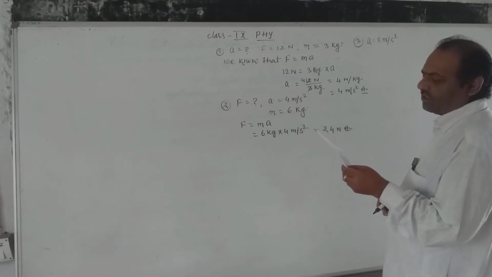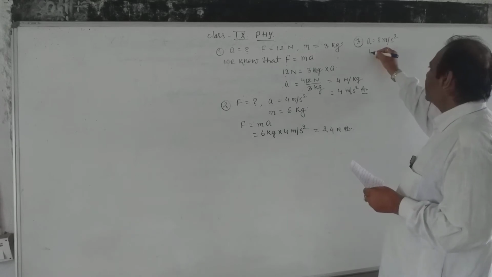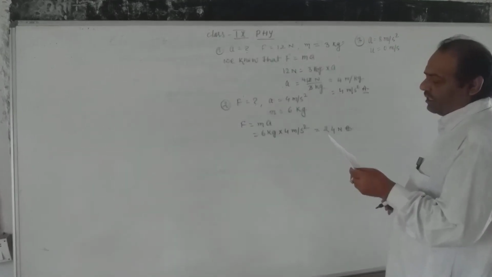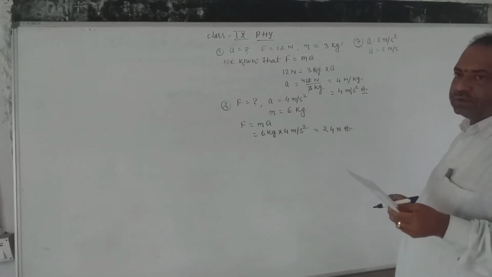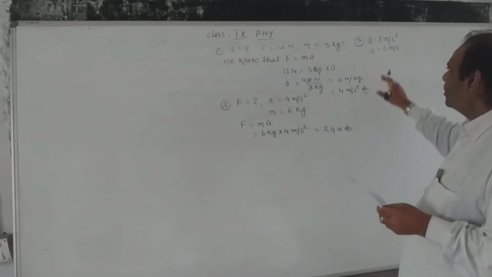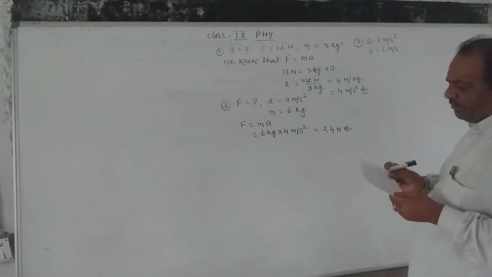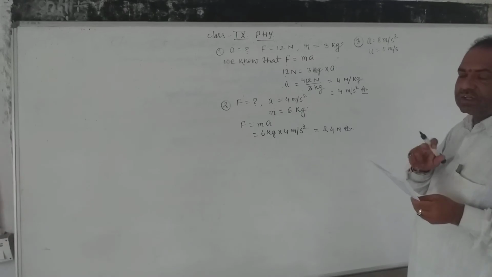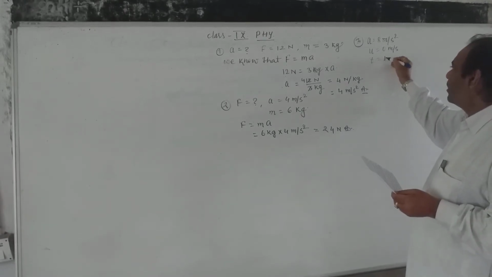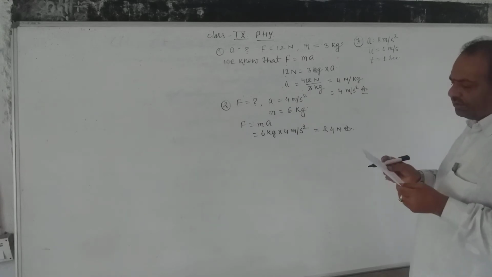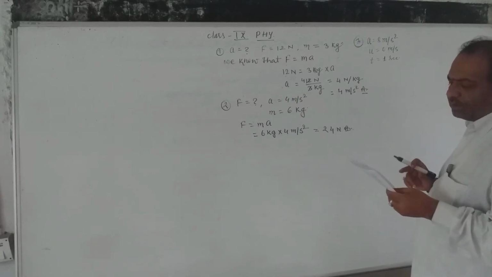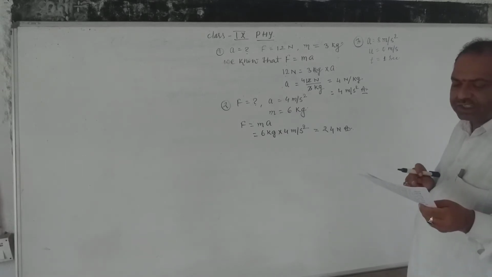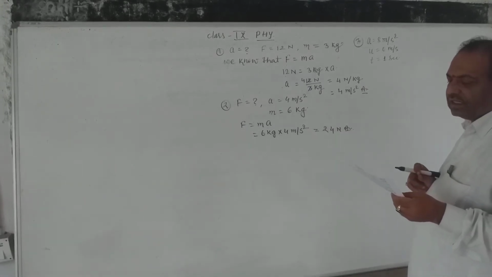After that, starting from rest, then u is given 0 meter per second, because in this question the object is starting from rest, so u is equal to 0. Find the distance traveled in 1 second. Here time is given 1 second. An object undergoes an acceleration of 8 meter per second square starting from rest. Find the distance traveled in 1 second.